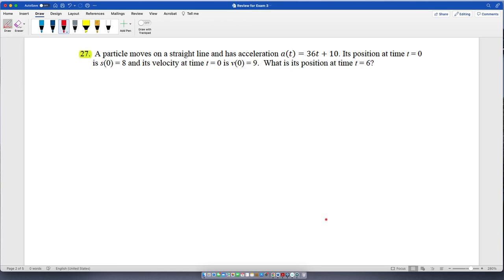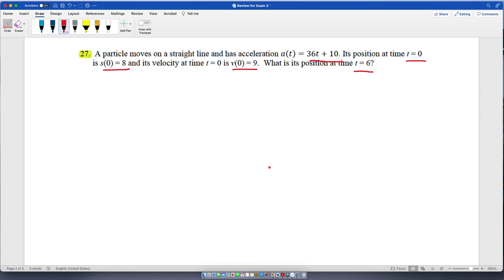This one, I didn't review it, so there's one like this. A particle moves on a straight line, has an acceleration of 36t plus 10. That's its acceleration. The position at time t equals 0 is s equals 8, s of 0 equals 8, and its velocity at time t equals 0 is v of 0 is equal to 9. And then they want to know what is its position at t equals 6.